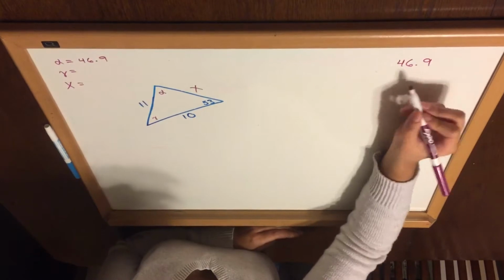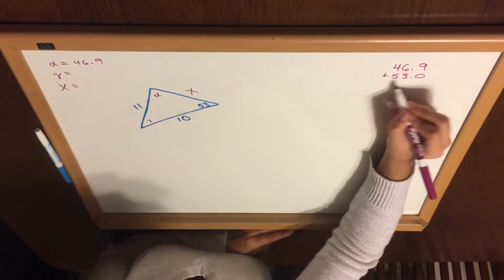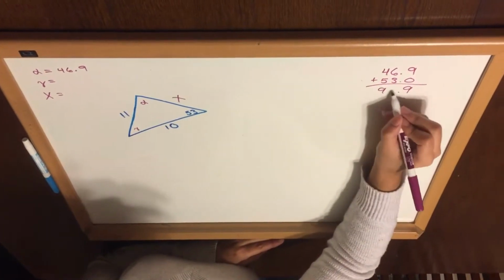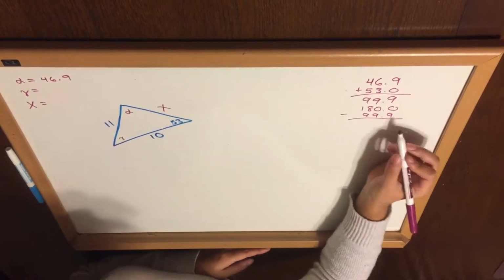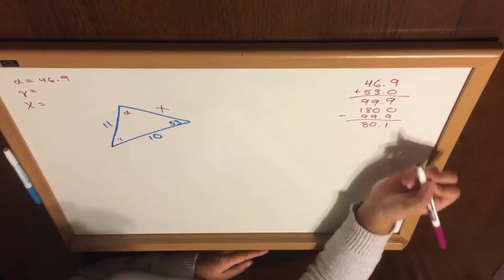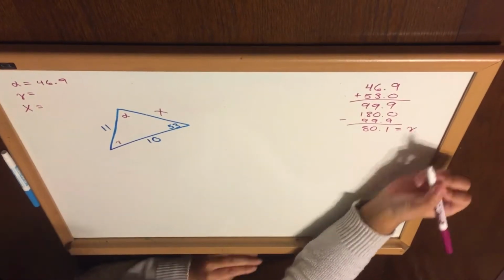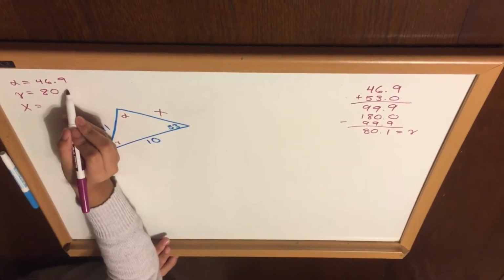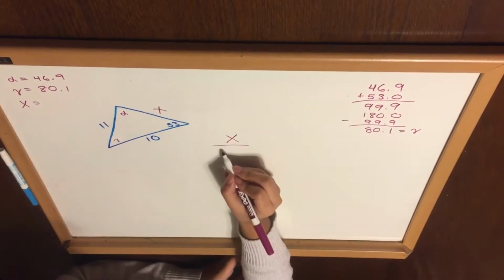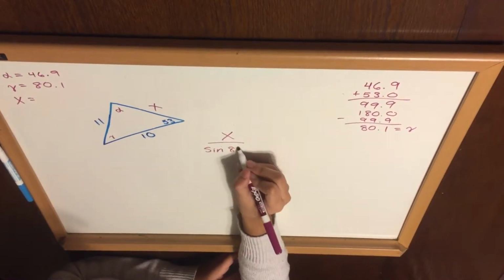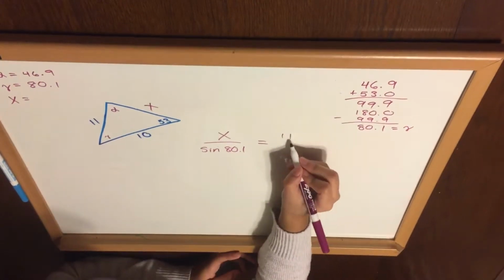Now to find the angle measurement for gamma, add 46.9 plus 53 and get 99.9. Then subtract 99.9 from 180 and get 80.1, which equals gamma. Now to find the value of x, you do x over sine of 80.1 equals 11 over sine of 53.